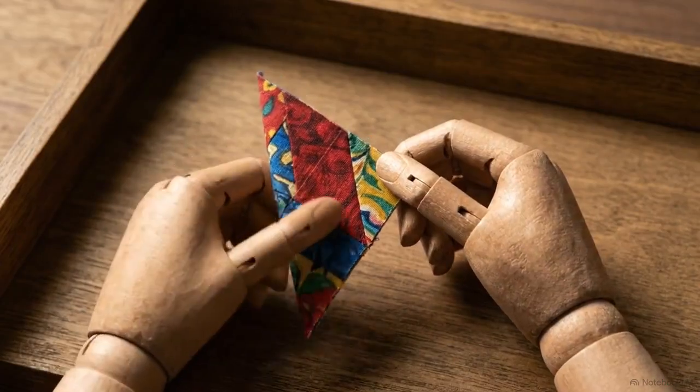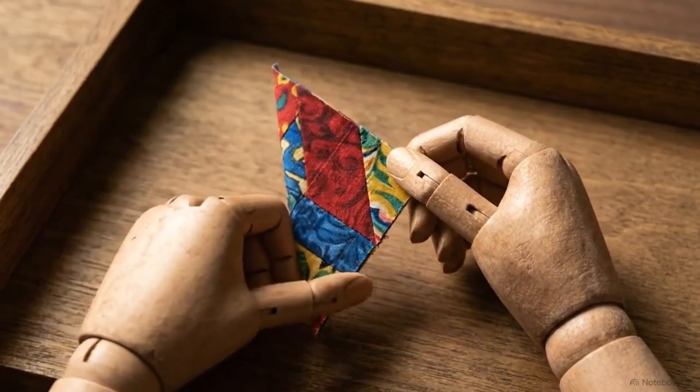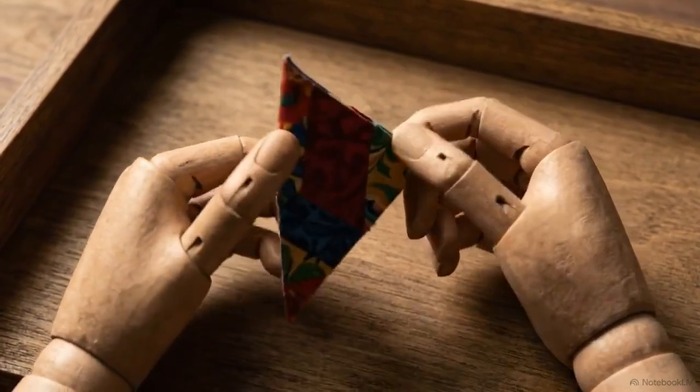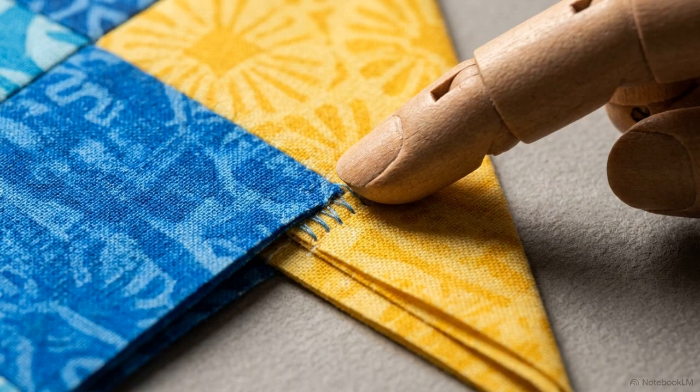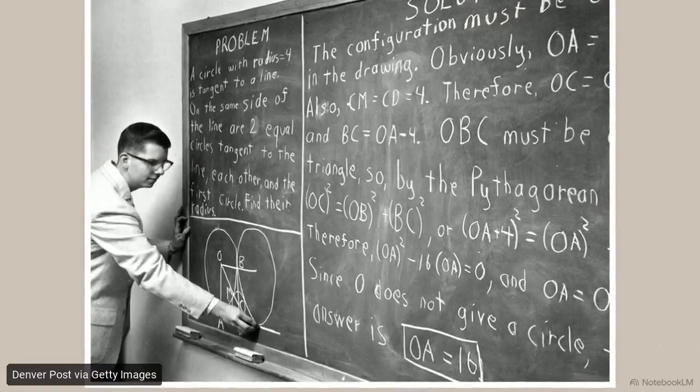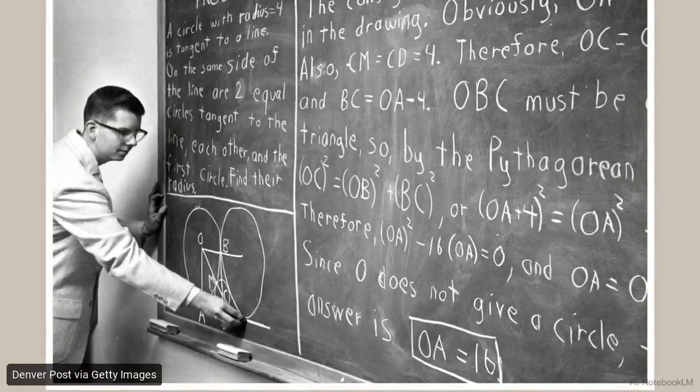Does moving these specific scraps of fabric around actually prove the Pythagorean theorem for every possible triangle? No. A physical quilt only demonstrates one specific case. It shows us that the math works for this exact set of dimensions, but the quilt provides the intuition needed to ask the bigger question. It gives the mind a physical reference point before we turn to the chalkboard to find a solution that applies to all circles and triangles.